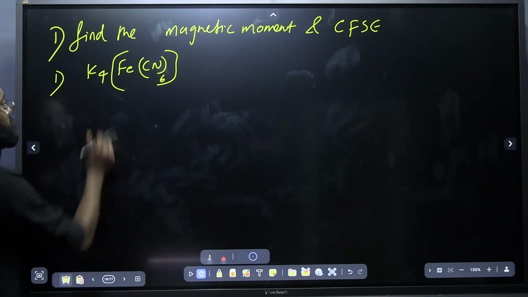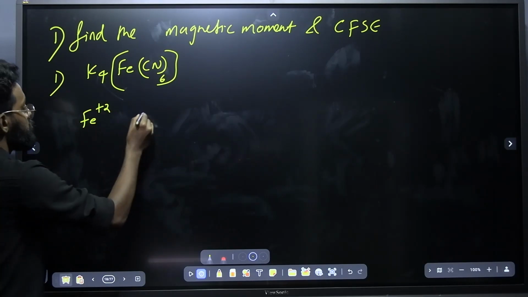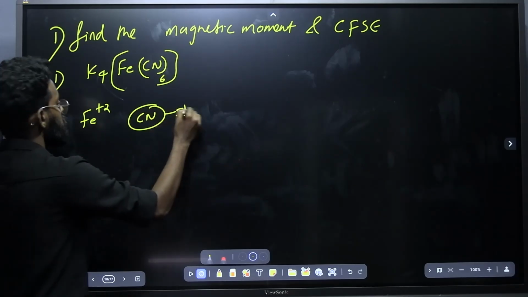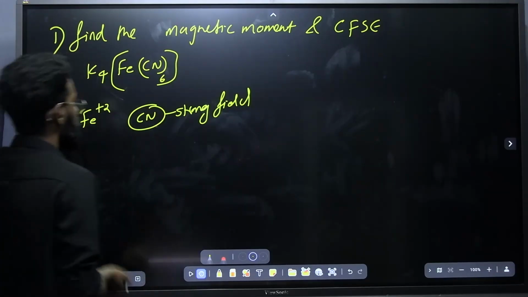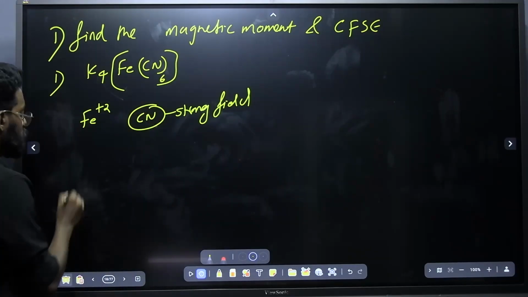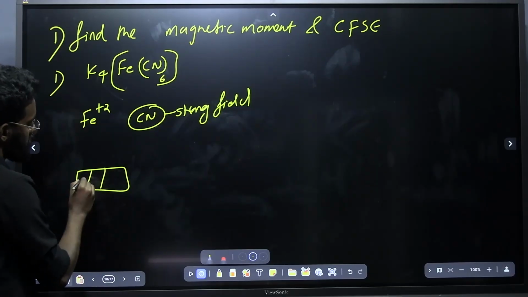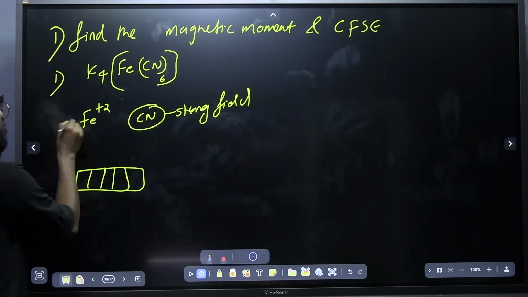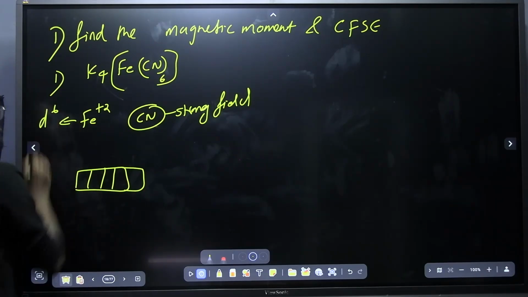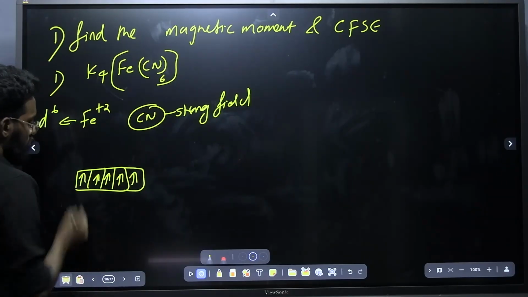First of all, understand the oxidation state of Fe. Here Fe is in +2 oxidation state, and CN is a strong field ligand. As it is strong field, and here it is octahedral splitting, how will the splitting take place? Fe2+ is a d6 complex. So initially 1, 2, 3, 4, 5 and 6.